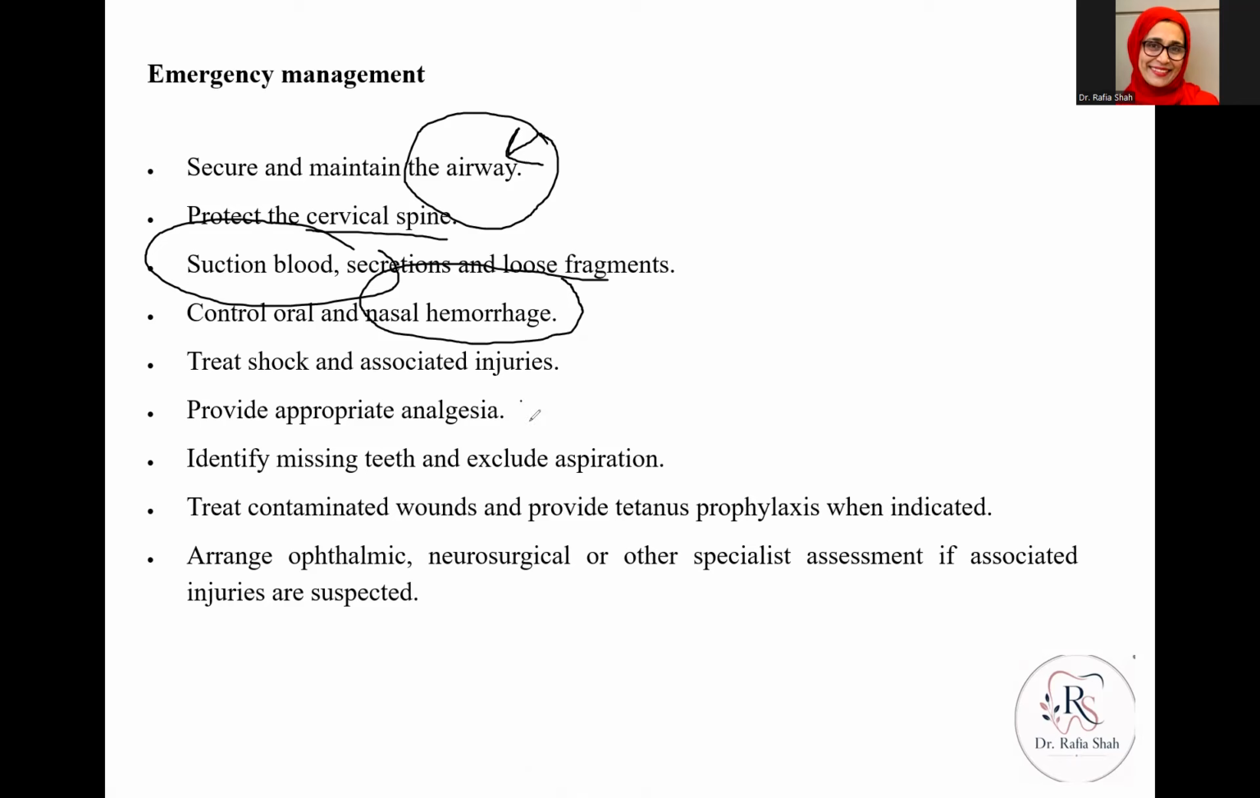Le Fort 1. We provide the patient with analgesics, and we go for aspiration of all the content present in the oral cavity as well as in the nasal cavity. We treat the wounds topically, and definitely as the patient has an injury, we provide a tetanus injection. In cases of ophthalmic injuries or neurological injuries, we need to have the opinion or assessment of a specialist for those patients. After evaluation, this is the first emergency management.